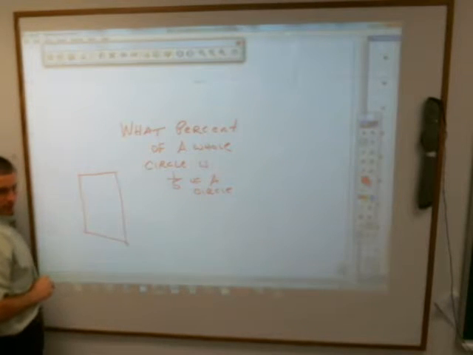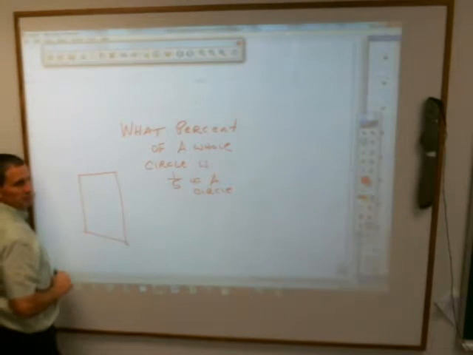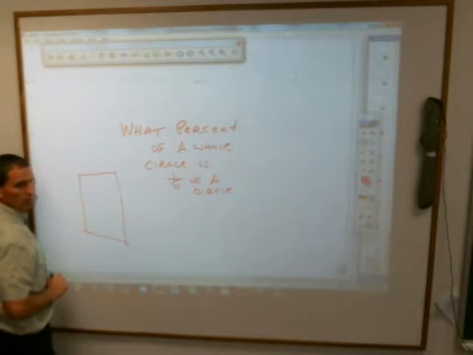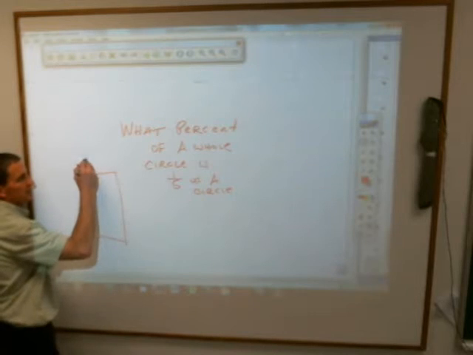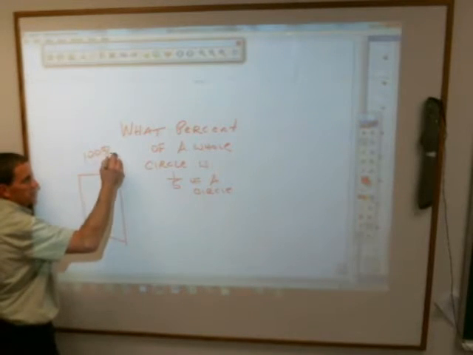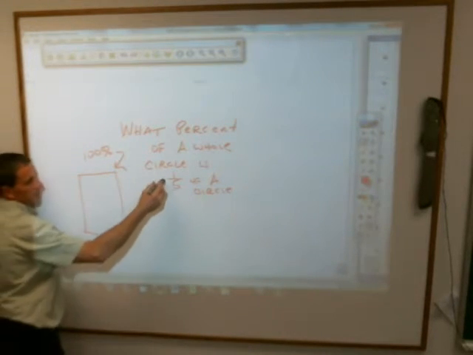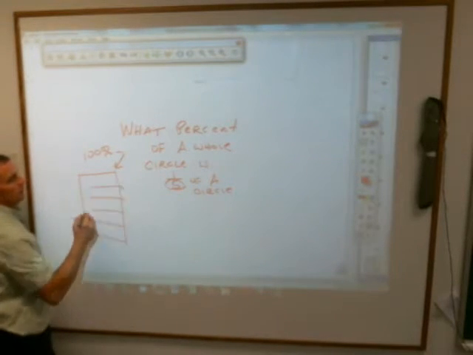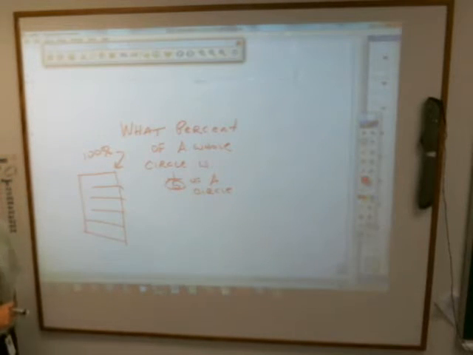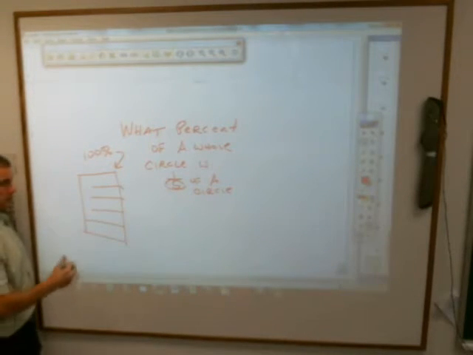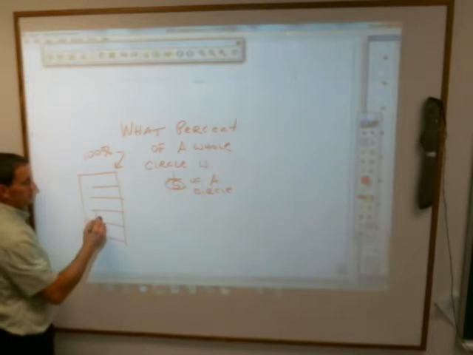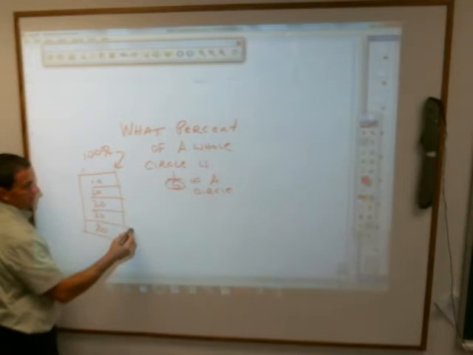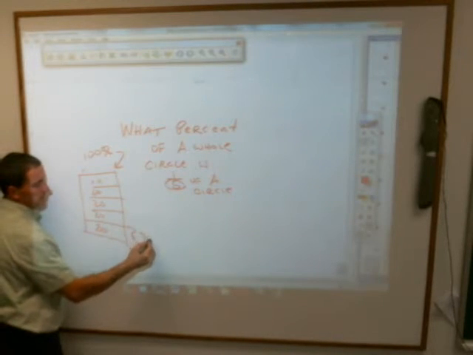What percent is the whole circle? A whole circle is what percent? If you have a whole thing, Tyler, a whole thing is what percent? 100. So this is 100%. What are you cutting the 100% into? 5 equal pieces. 1, 2, 3, 4, 5. If you take 100, cut it into 5 equal pieces, each piece, Faith, is? 20. Yes. And you have 1/5 of it, so 1/5 of a circle is 20%.